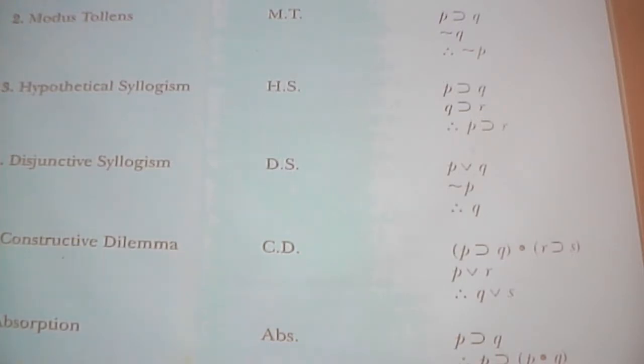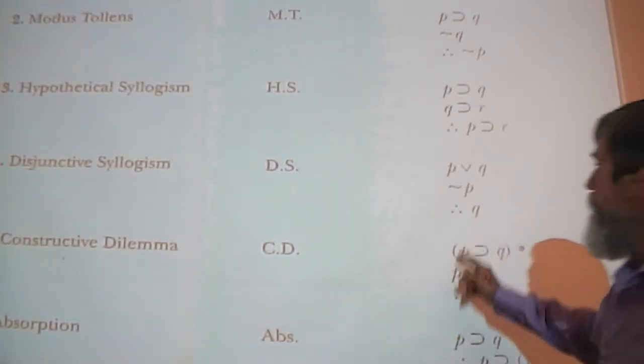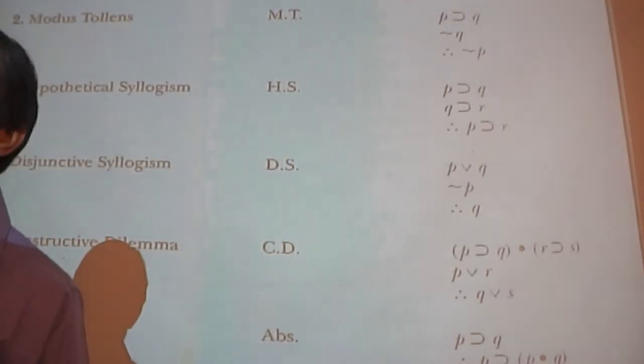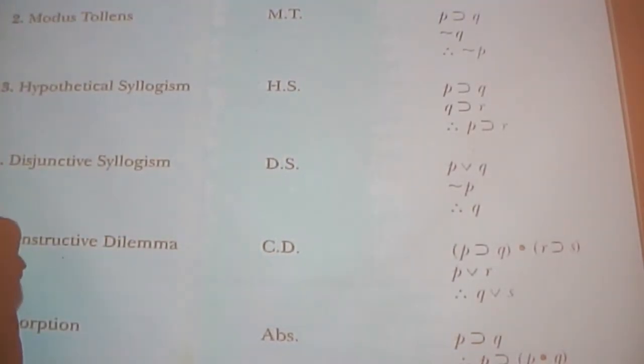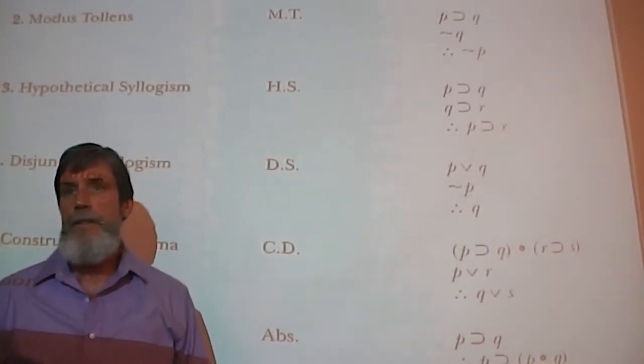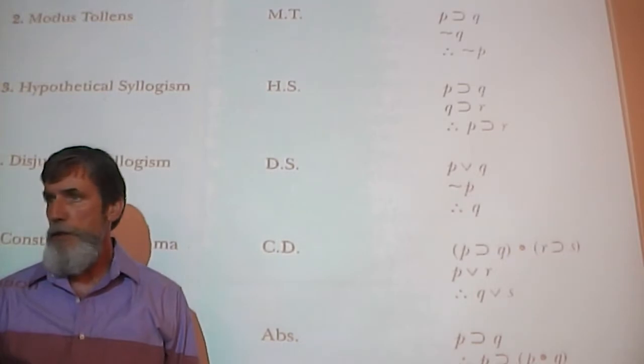Disjunctive syllogism has two premises. The first premise is a disjunction. The second premise is the negation of the left-hand disjunct. And the conclusion is the right-hand disjunct of that first premise. Good? Are you able to follow the description?